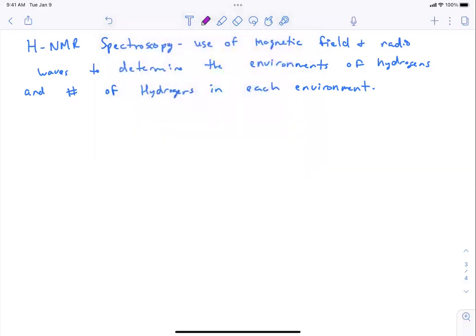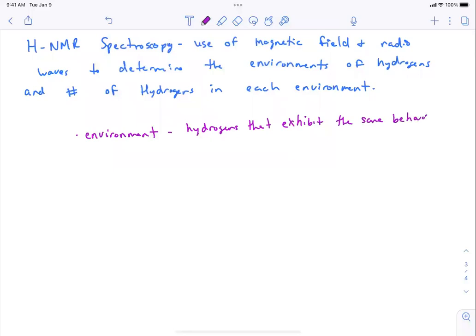And so, okay, let's see, how do I want to do this? Okay, let's go with terms we need to know. Environment: hydrogens that exhibit the same behavior based on their surroundings. So any hydrogens, based on what they're neighboring and what they're surrounded by, that are the same in a molecule are considered one environment.